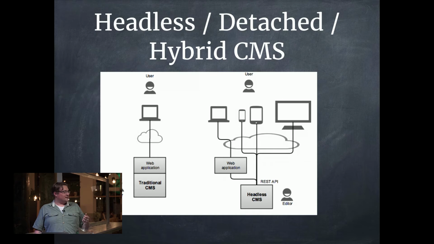A headless or detached or hybrid CMS allows you to decouple this. You can run the web application on one server and then host the results on an entirely different server. There's a REST API in between that connects the two of them. There are a few advantages to doing something like this. For example, there's a separation of concerns. There can be a significant performance gain, and it's also potentially more secure because the CMS itself doesn't even have to be connected to the internet while the pages are being served.